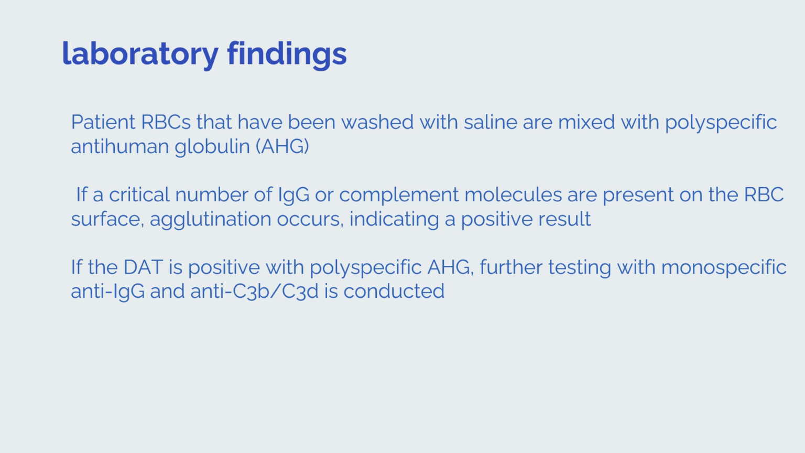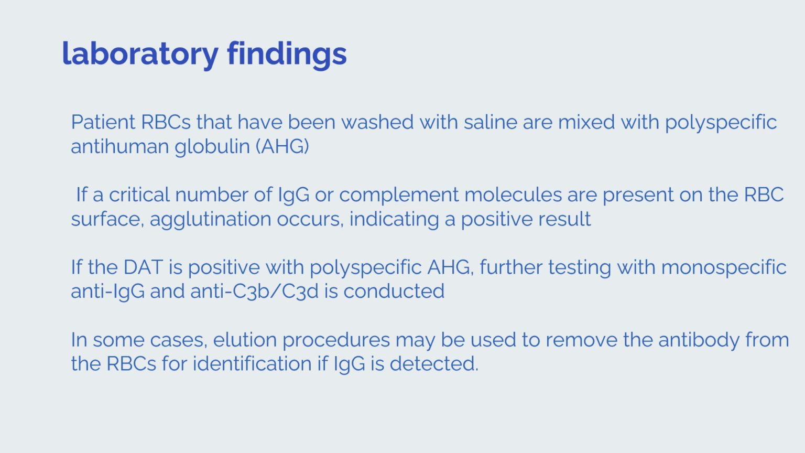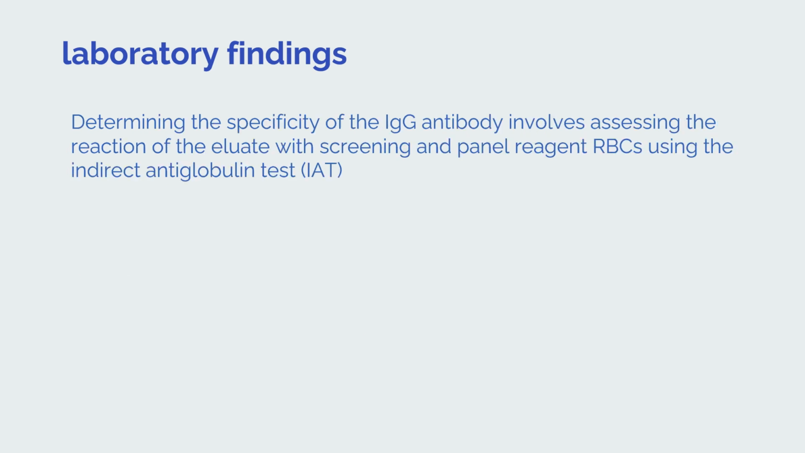If the DAT is positive with polyspecific AHG, further testing with monospecific anti-IgG and anti-C3b/C3d is conducted to identify the specific type of sensitization. In some cases, elution procedures may be used to remove the antibody from the RBCs for identification if IgG is detected. Determining the specificity of the IgG antibody involves assessing the reaction of the eluate with screening and panel reagent RBCs using the indirect antiglobulin test, IAT. This helps identify any circulating alloantibodies or autoantibodies that may be present.